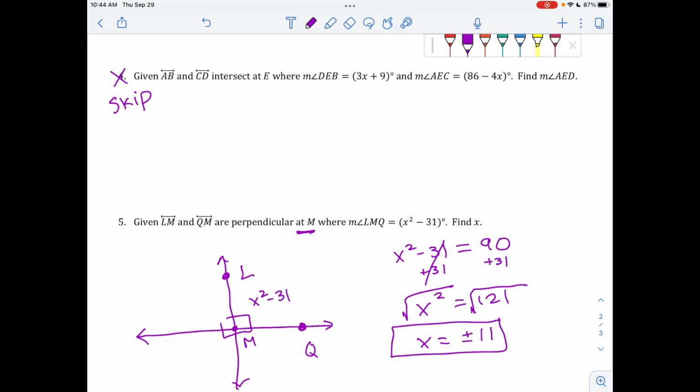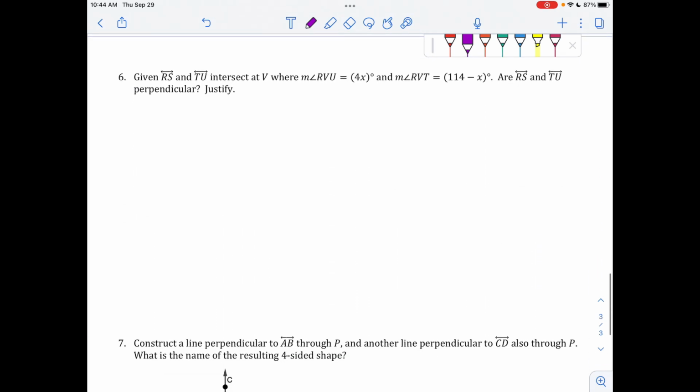All right, and now we have one more problem we're going to do, and we're going to talk some more about claim evidence reasoning here. So the first thing I have to do is I have to draw this. It says I have two lines that are intersecting at point V. So I'm just going to draw my two lines first as best I can. And they're intersecting at point V, so here's my point V.